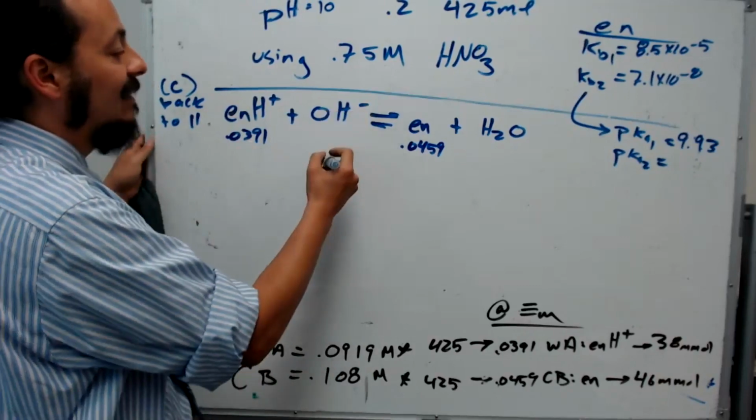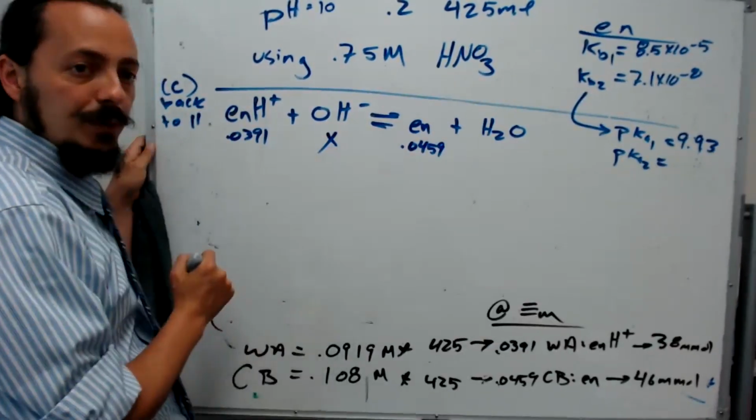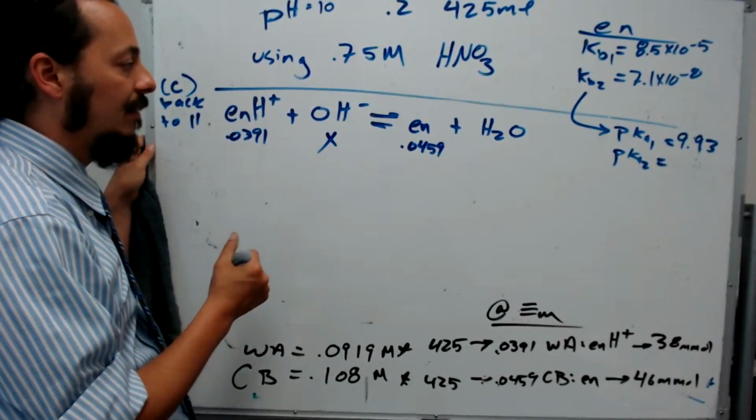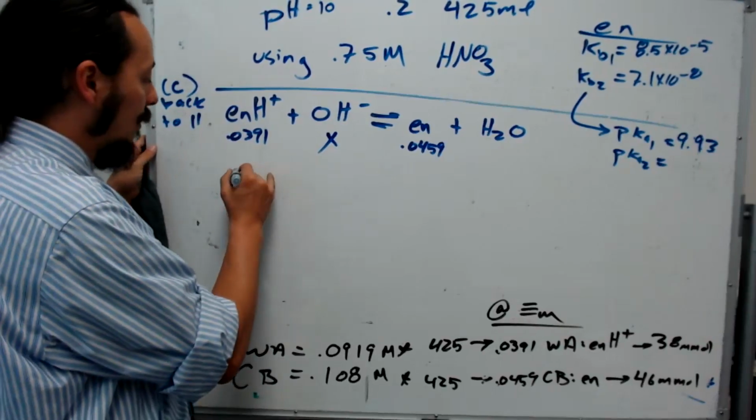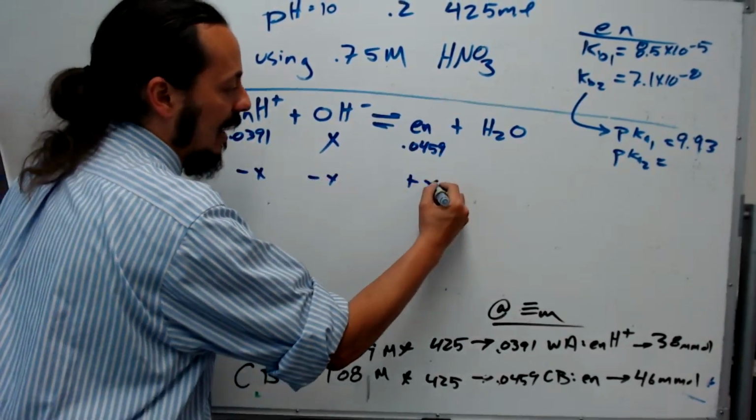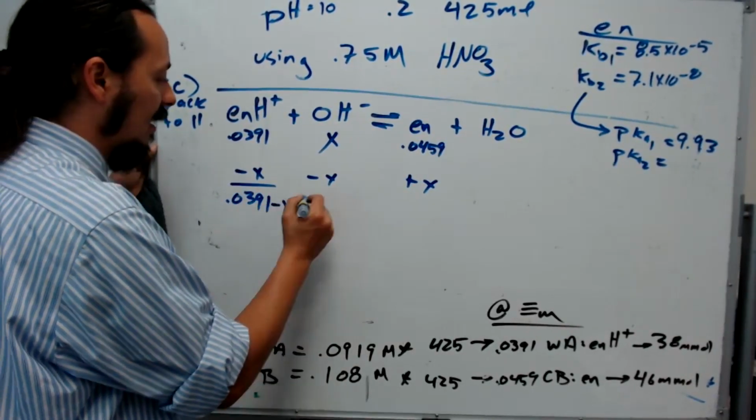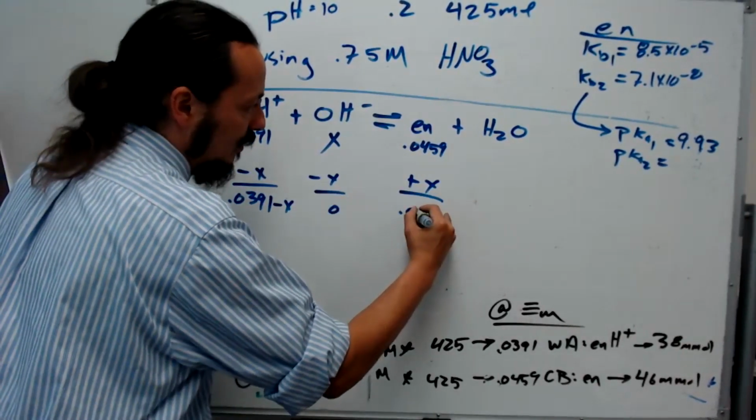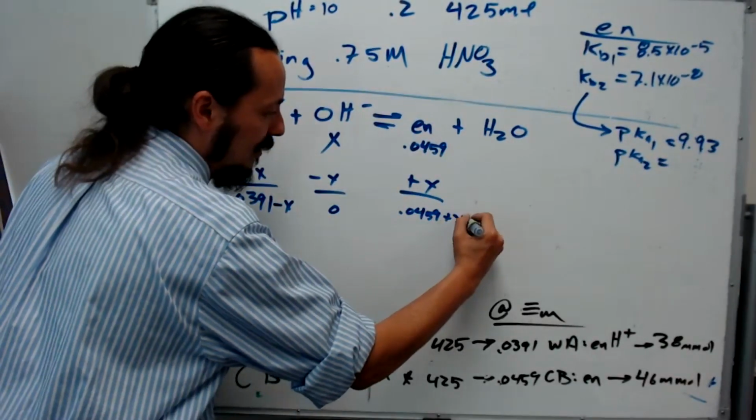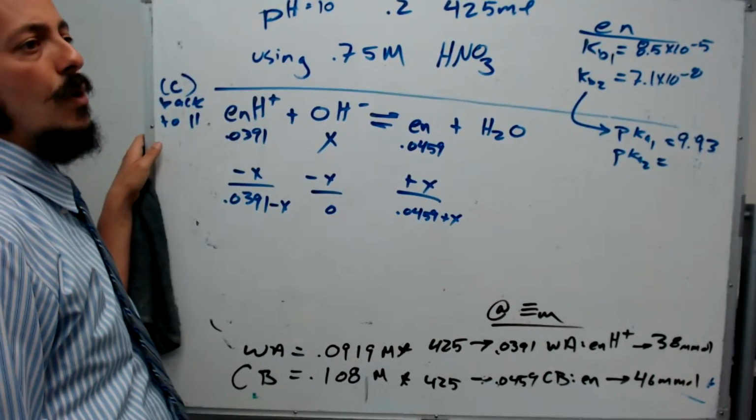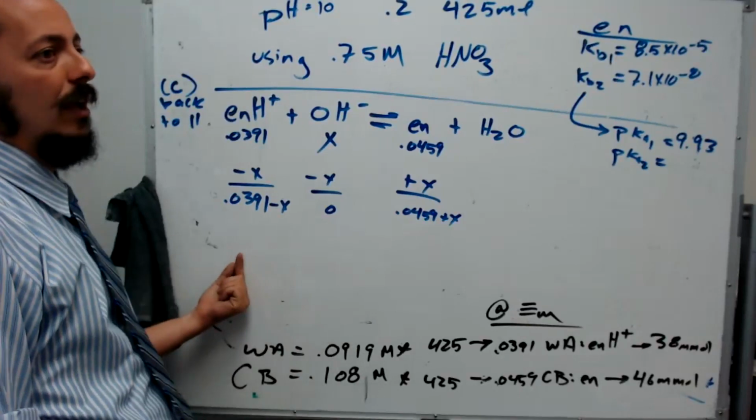Right, I'm going to add some amount of OH minus. That's what we're trying to find. How much OH minus do I add? That's X moles. I'm going to have minus X, plus X. 0.0391 minus X, 0.0459 plus X. We then plug this into the Henderson-Hasselbalch.